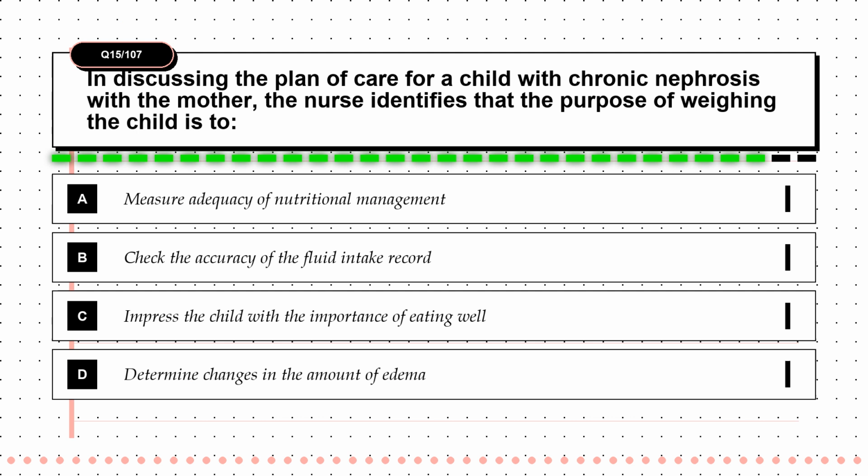Question 15. In discussing the plan of care for a child with chronic nephrosis with the mother, the nurse identifies that the purpose of weighing the child is to. Here are the options. Option A. Measure adequacy of nutritional management. Option B. Check the accuracy of the fluid intake record. Option C. Impress the child with the importance of eating well. Option D. Determine changes in the amount of edema.